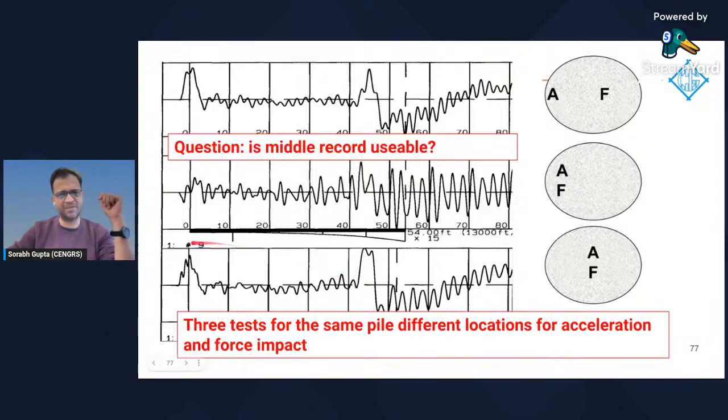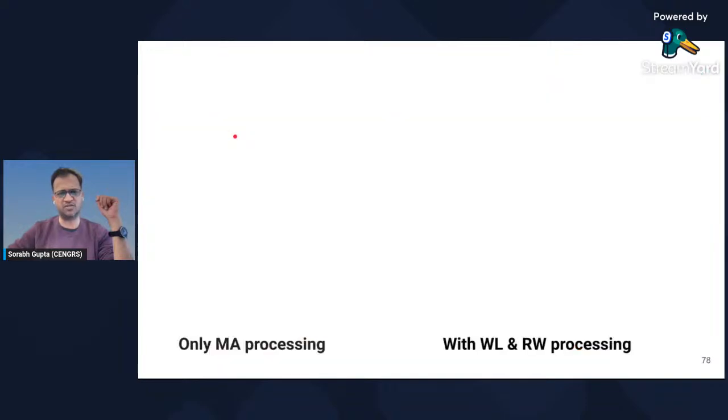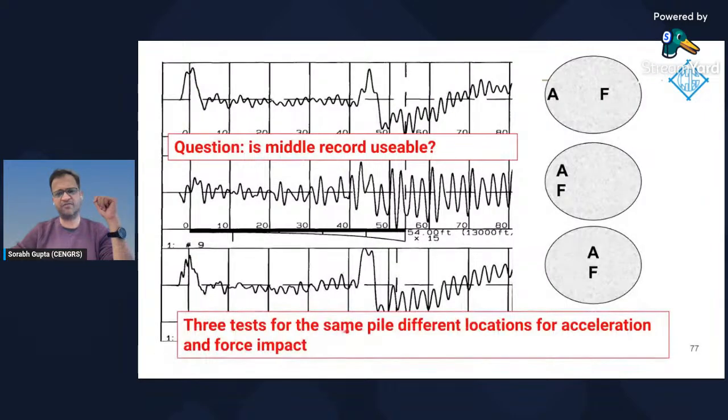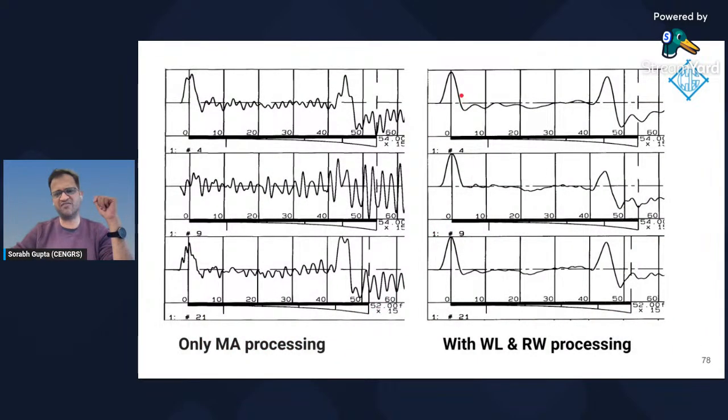Question: is the middle record usable? This looks really bad. It looks like bad data. But it's the same pile, with the same pile head preparations happening here. Can we use this? Now look at this. When we talk about processing, this is the raw data which we get at site. And when I use wavelet and Rayleigh wave processing, which we didn't talk about, when we process the data, this data turns into this. And now this makes a lot more sense. Now look at this beautiful looking data.